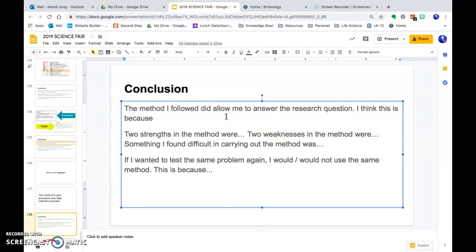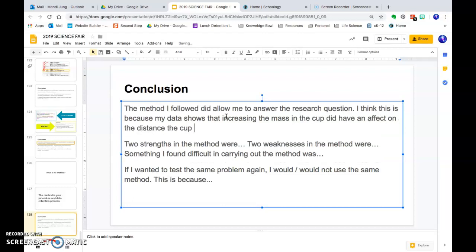And I think this is because my data shows that changing the mass, let's say increasing, we'll be a little more specific, increasing the mass in the cup did have an effect on the distance the cup traveled. And in fact, we could even be more specific and just say what happened in the lab again. So my data shows that increasing the mass in the cup did decrease the distance the cup travels. So in effect, the method, the way that I did the lab, allowed me to show what the answer to my research question was.